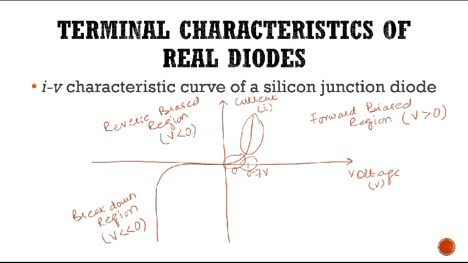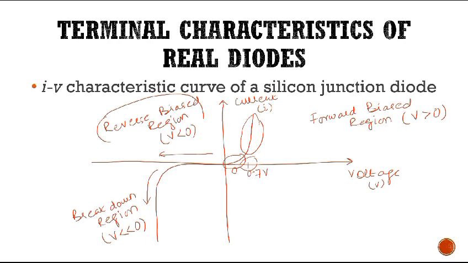Now, look at this reverse biased region. In this region, the diode voltage is increasing to the left along the horizontal axis in the negative direction, and the current is increasing downward along the vertical axis. This is the off mode of the diode.